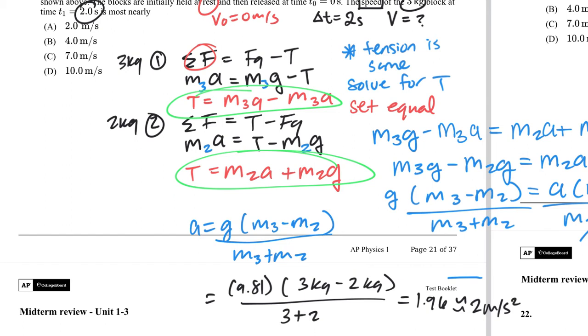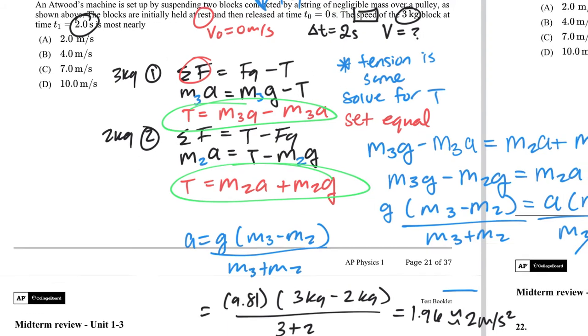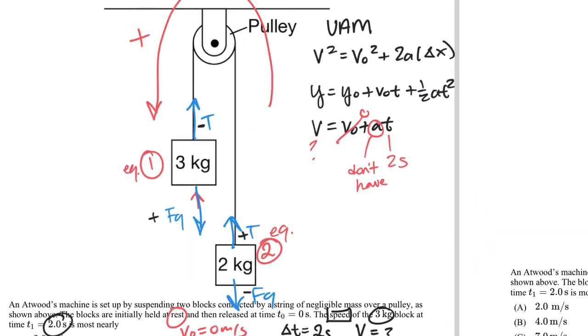So let's go back to our kinematics equation. If we're going back to our kinematics equation, then we can say that v is equal to v naught, which is 0, plus acceleration, which is, let's just round it to 2 meters per second squared. Time is 2, so then velocity would be 4 meters per second.